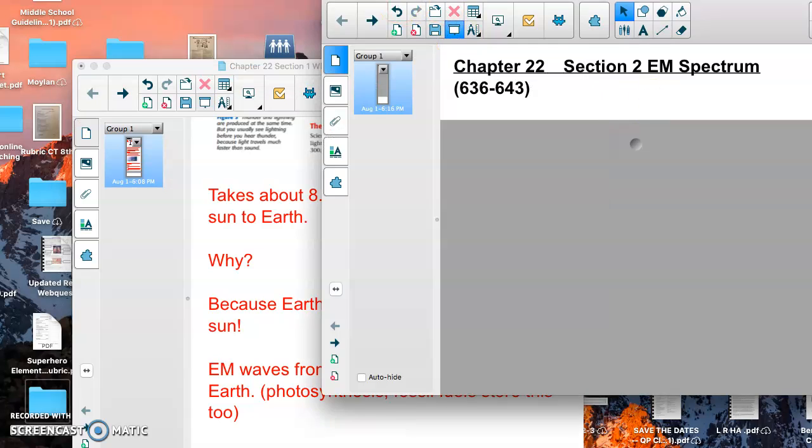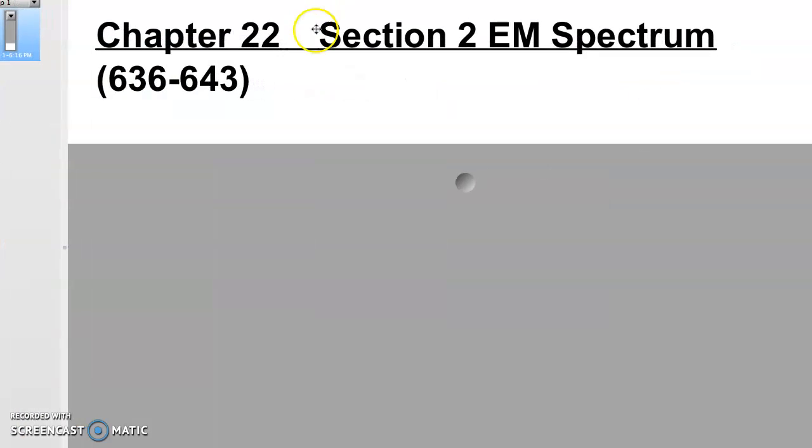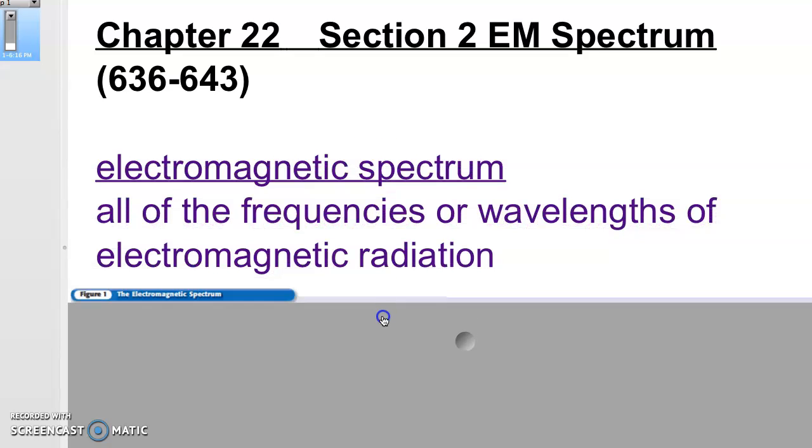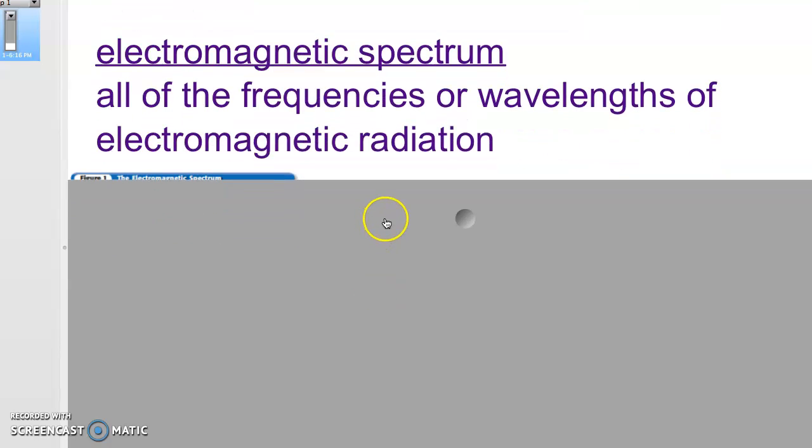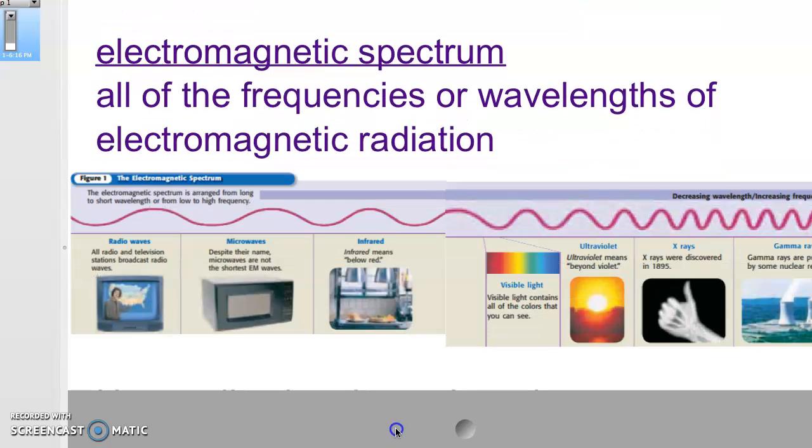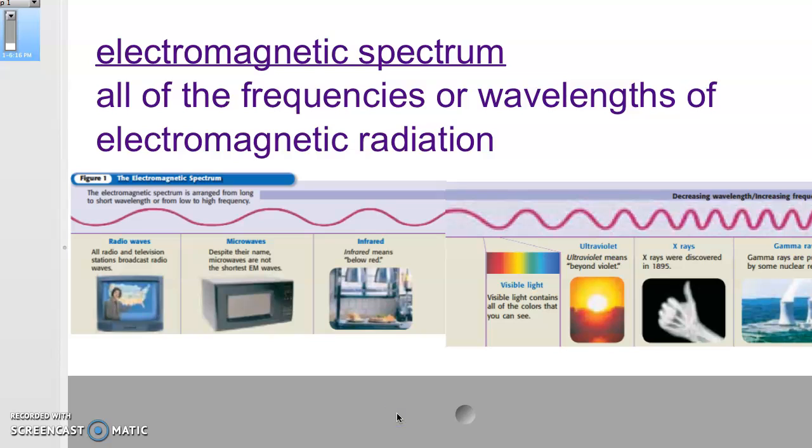So the second part that you guys read about is about the spectrum specifically, and you guys watched a video last week too about that. So what are they? They're all those frequencies or wavelengths of electromagnetic radiation. So what I did was, this is the picture out of your book, and I kind of copy and pasted it together. A couple of things you need to take note of.